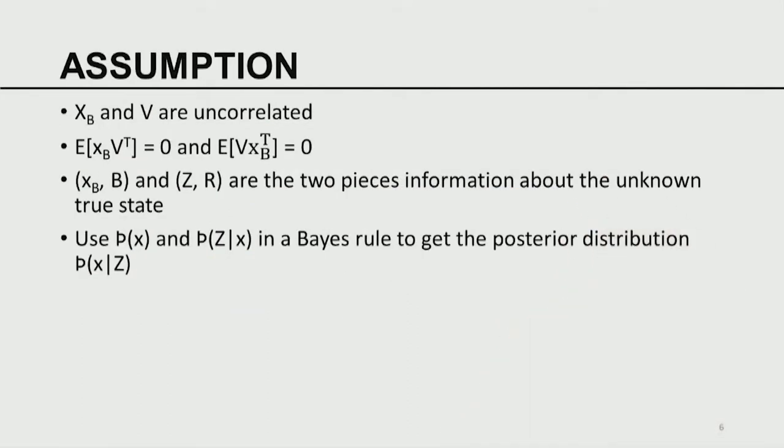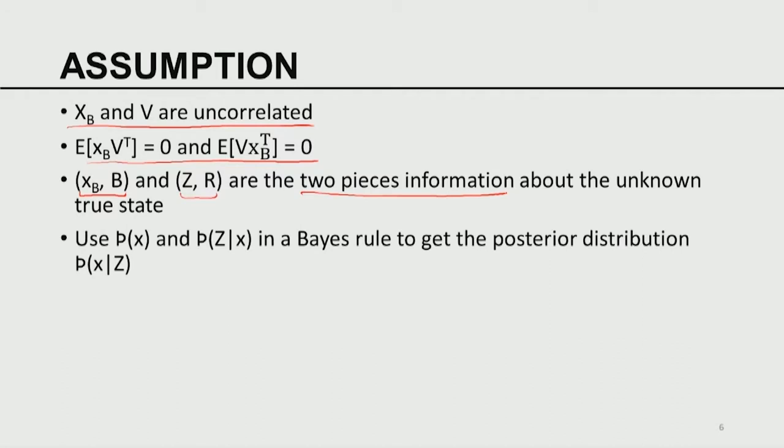What are the assumptions? XB and V are uncorrelated. What is XB? XB is the background. The background and the observation noise are uncorrelated. These are standard assumptions. Why are these standard assumptions? They are very meaningful. There is no correlation between V and XB. So, XB refers to the prior, Z refers to the new information. These are two pieces of information about the unknown true state.